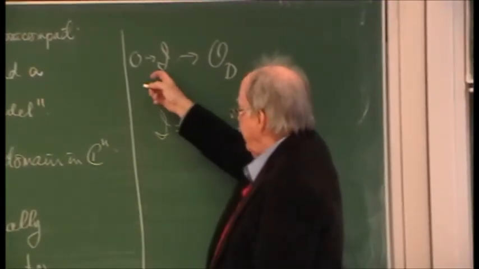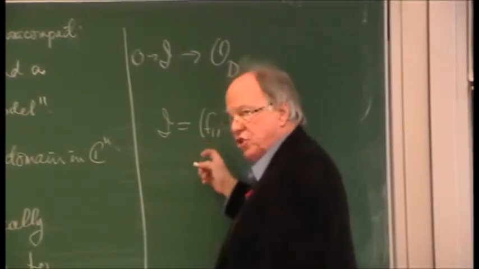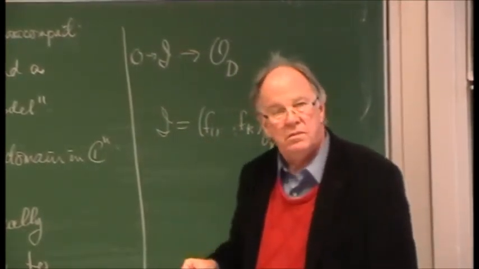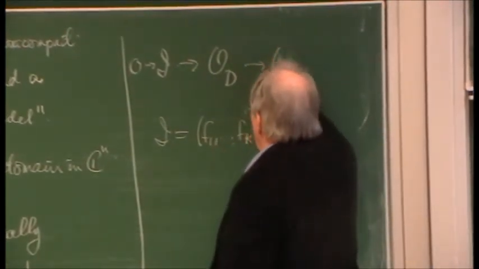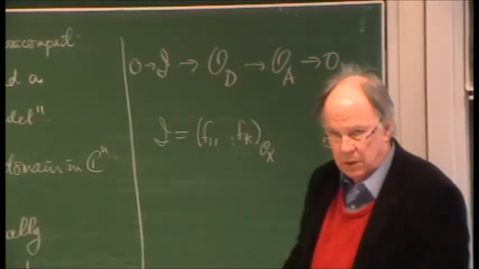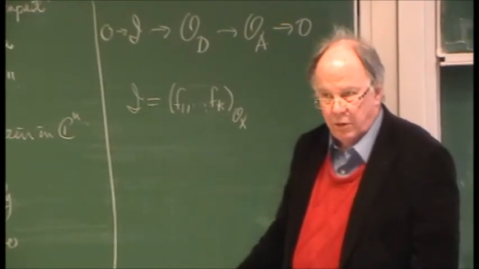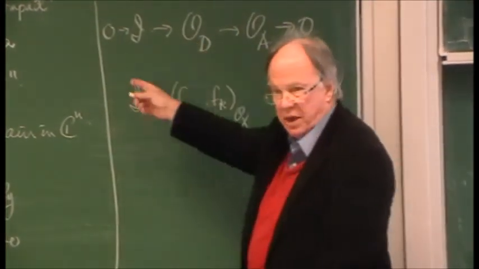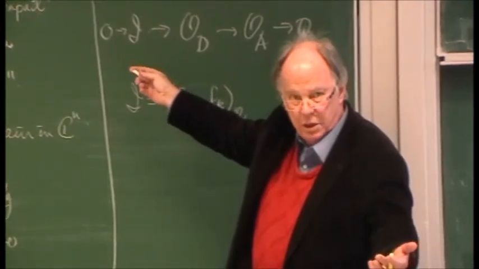And so you have an embedding here. You can see what this all means. You just take the ideal generated by these functions. Okay? And then, of course, one definition of OA is just that: the quotient sheaf, because it's locally holomorphic functions on D, modulo those that vanish on A. I mean, this is some trivial definition.